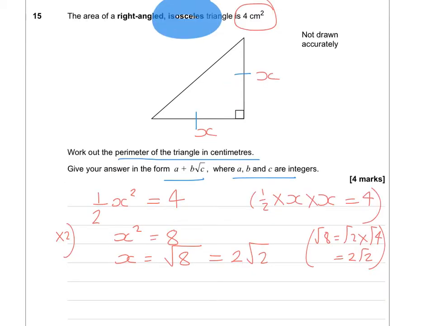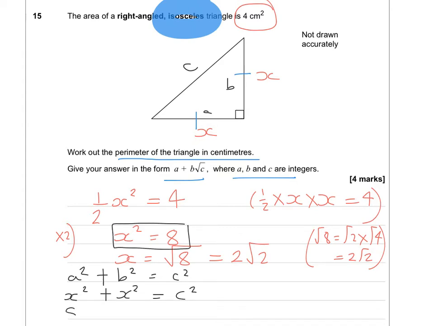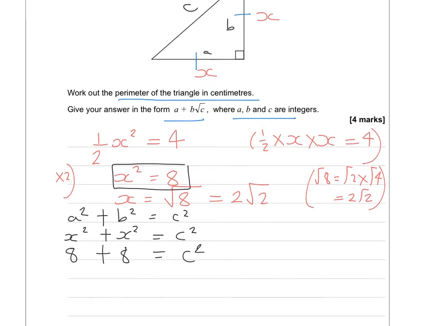We then need to work out the hypotenuse of the triangle. We'll call it c. This side would be a and this side would be b. If we apply Pythagoras' theorem, a squared plus b squared equals c squared, then we know that x squared plus x squared is equal to c squared. Now we already know that x squared is equal to 8, so we could just write 8 plus 8 is equal to c squared. This means that c squared is equal to 16 and c equals 4, the hypotenuse.